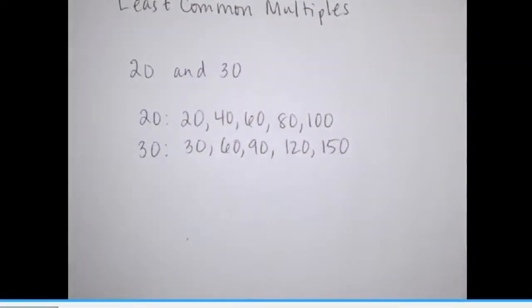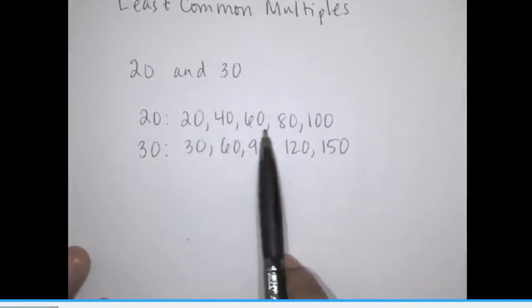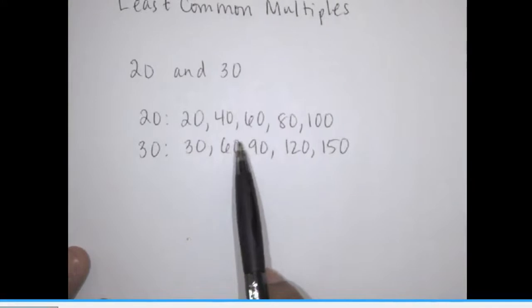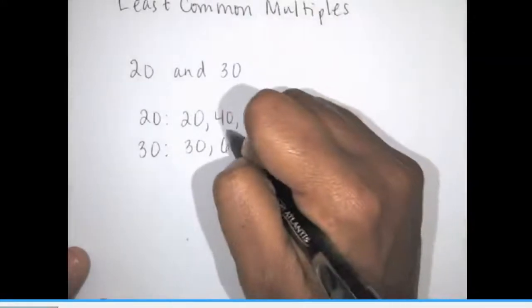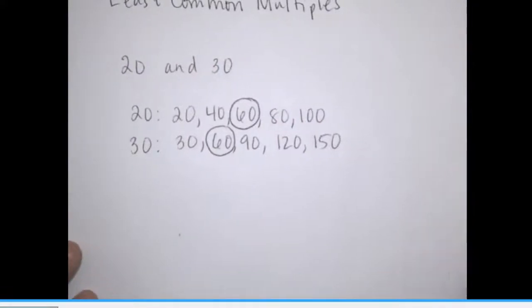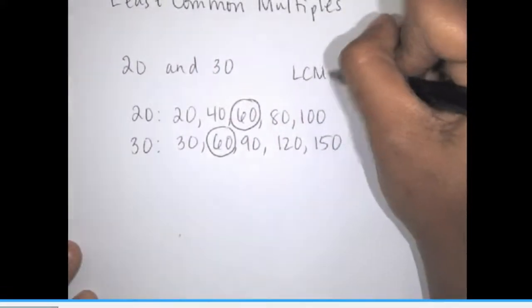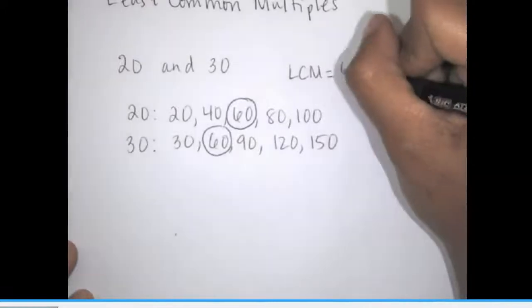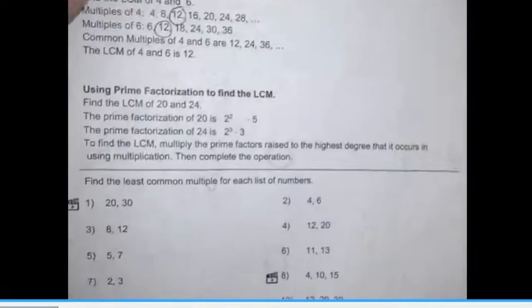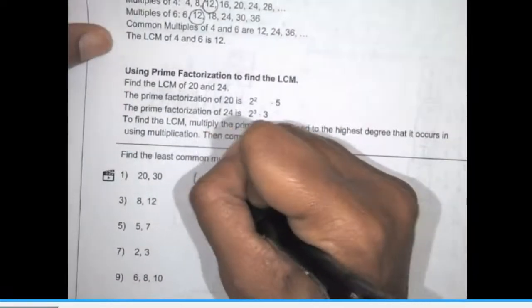Now when we compare the multiples for 20 and the multiples for 30, you'll notice that 60 is their least common multiple. I'm going to circle 60, and so the answer to this is going to be the LCM, we can just abbreviate it, is 60. That is their least common multiple. So for number 1, the answer is 60. Okay, good deal for that one.